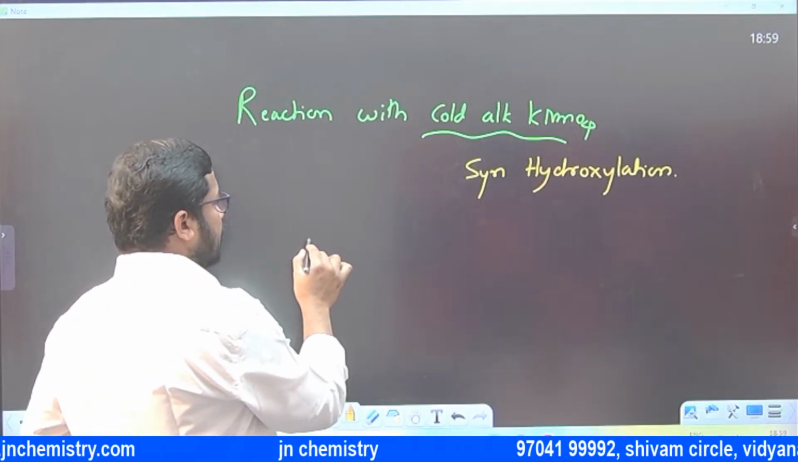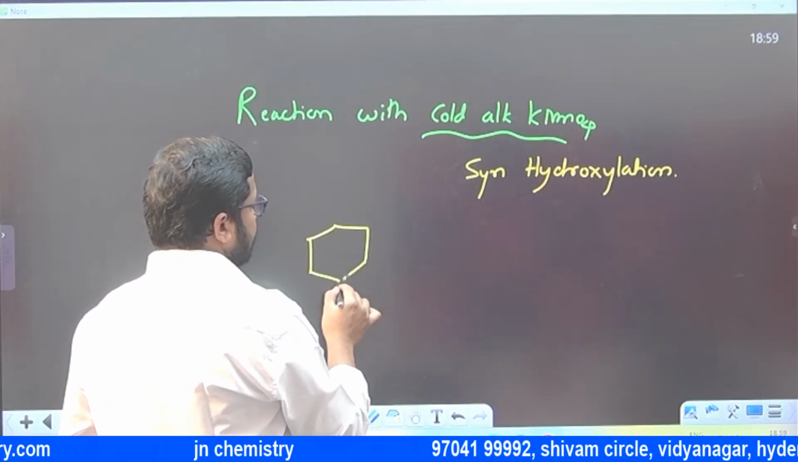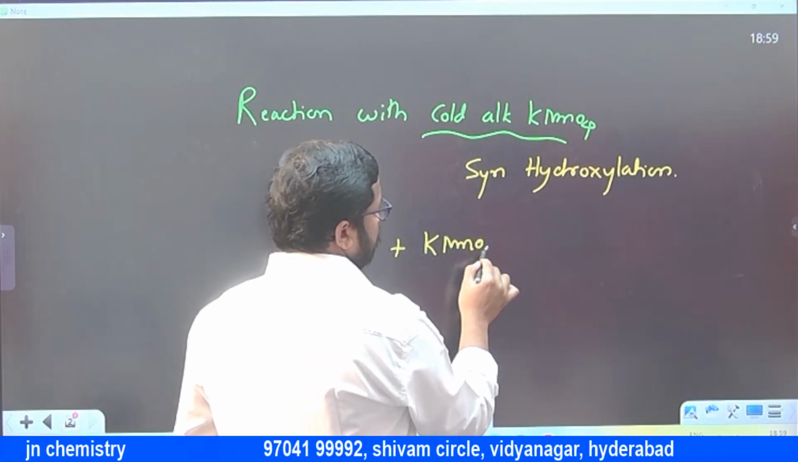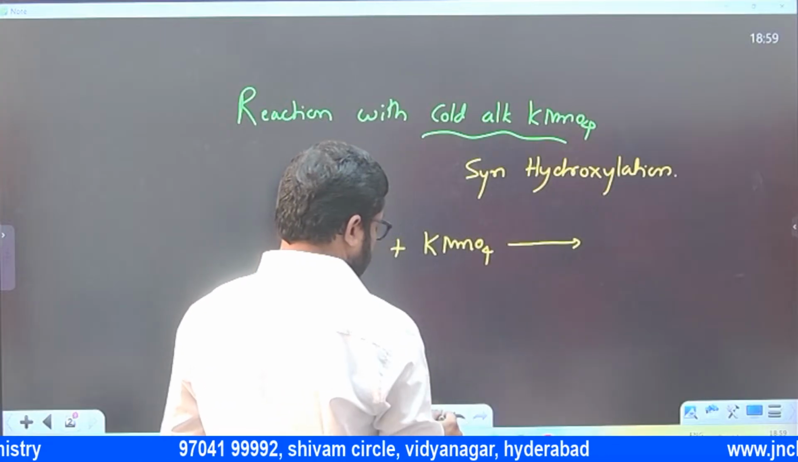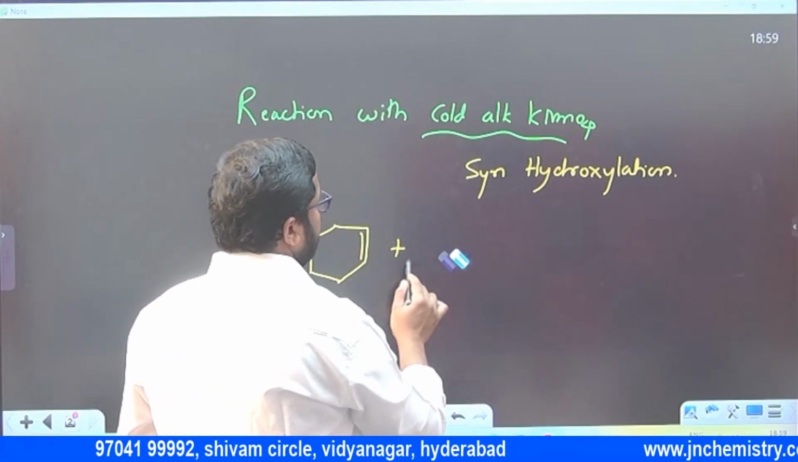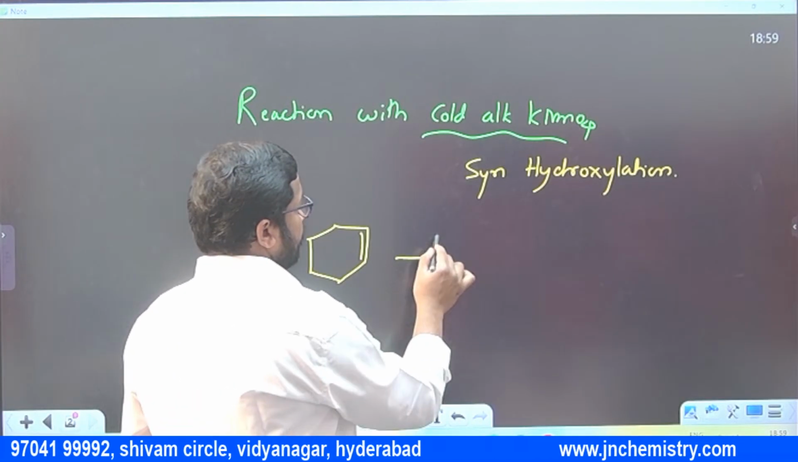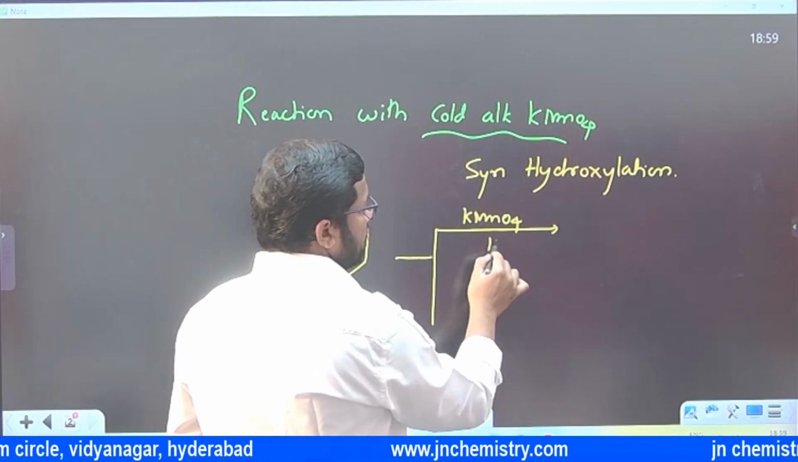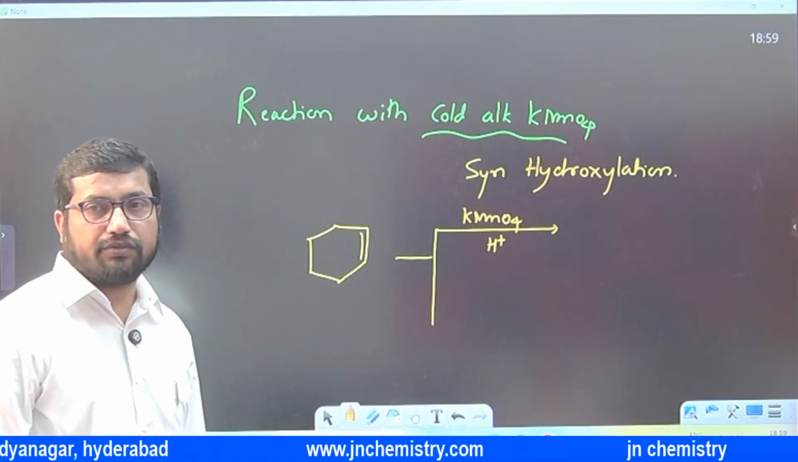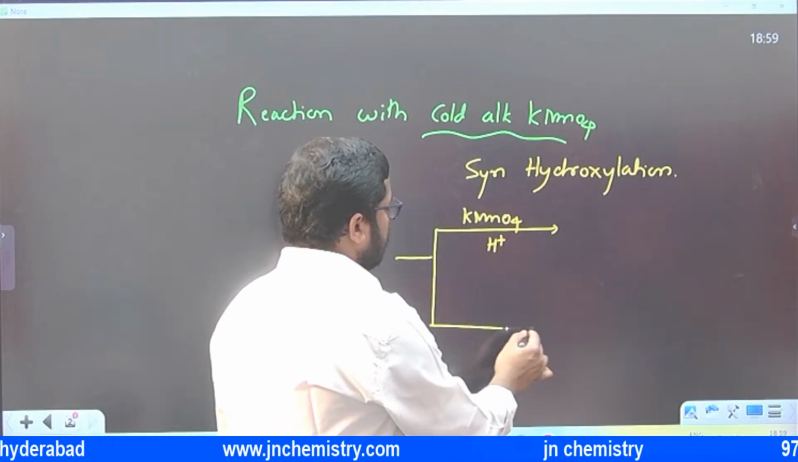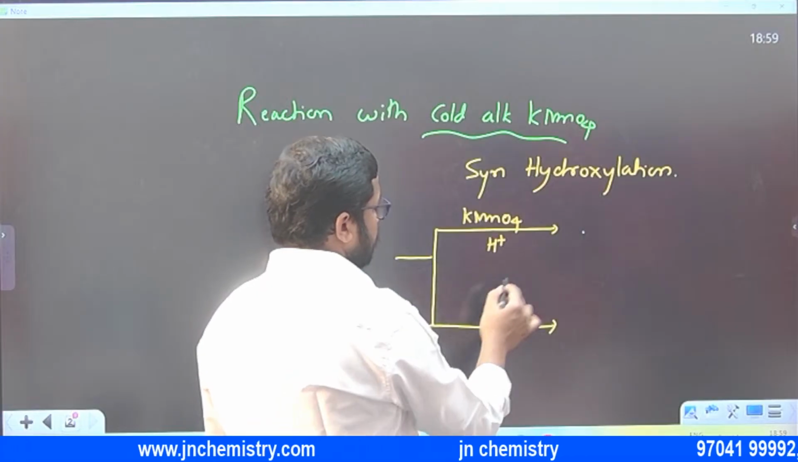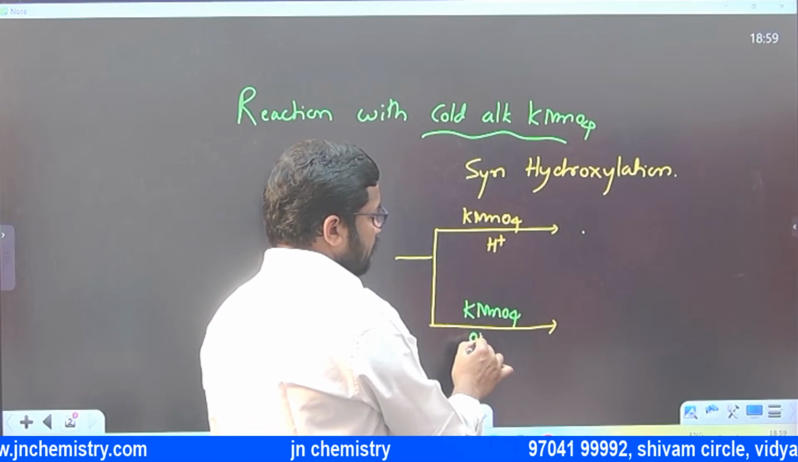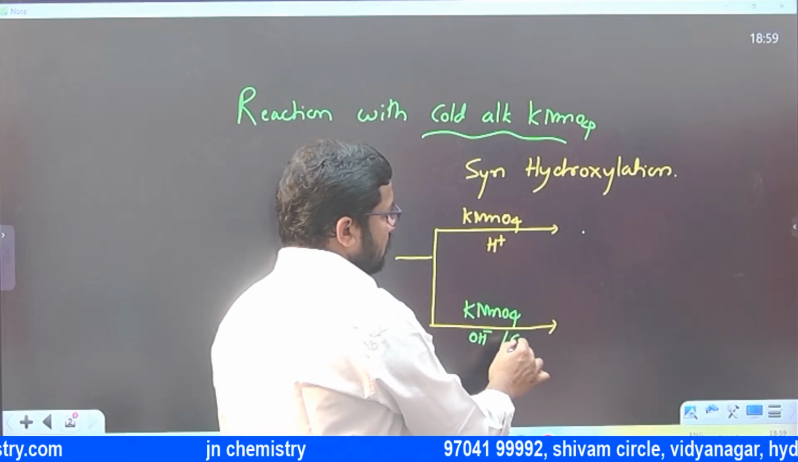For example, if I take the compound like this, KMnO4. Here there are two types of KMnO4. To differentiate them: KMnO4 in presence of H plus, that is hot KMnO4, and cold alkaline KMnO4, that is KMnO4 in presence of base or cold.